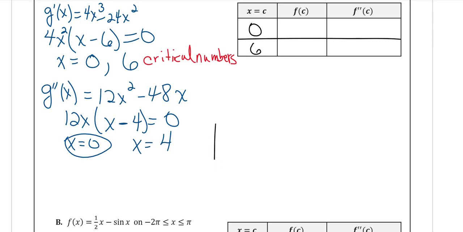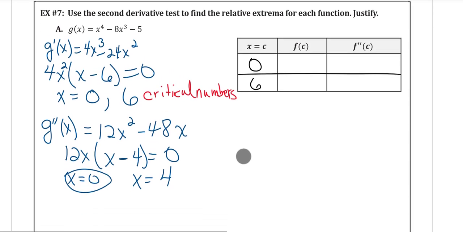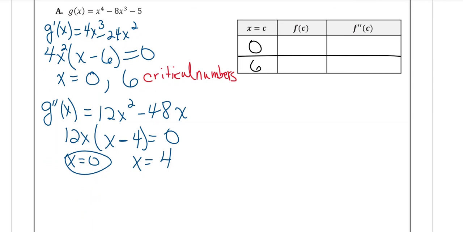So when we do that, we get 0 minus 0 minus 5. So we have a negative 5 here. And when we substitute 6 in, we have 6 to the 4th minus 8 times 6 to the 3rd minus 5. And when you do that, I did the arithmetic already, negative 437.